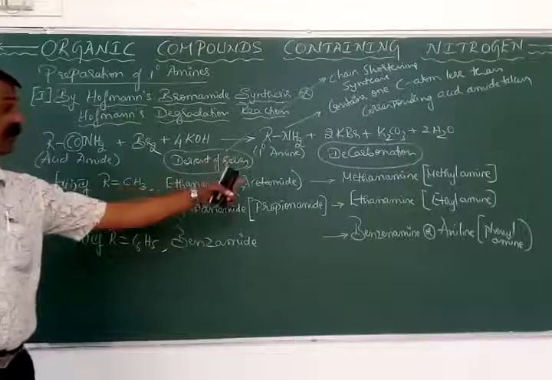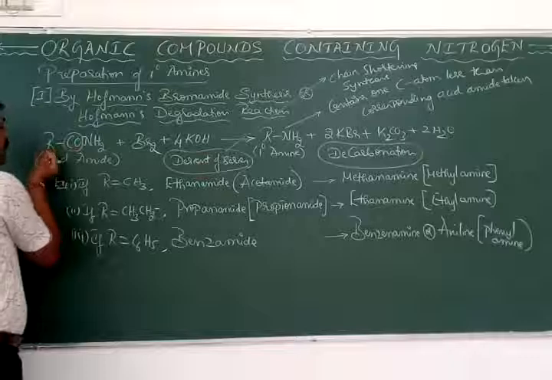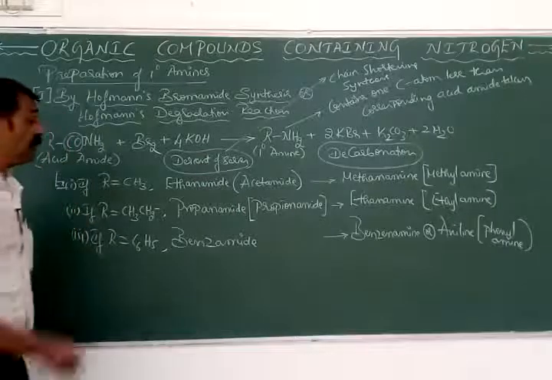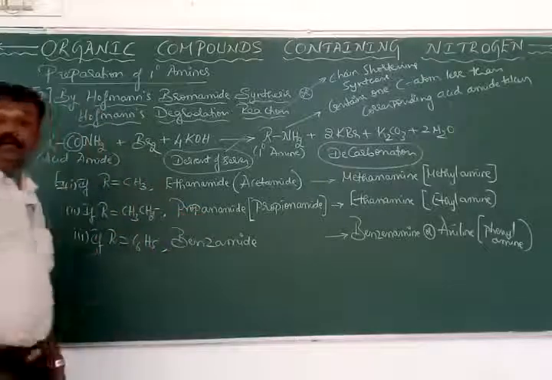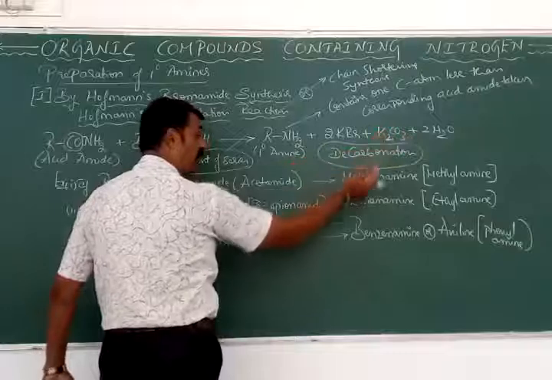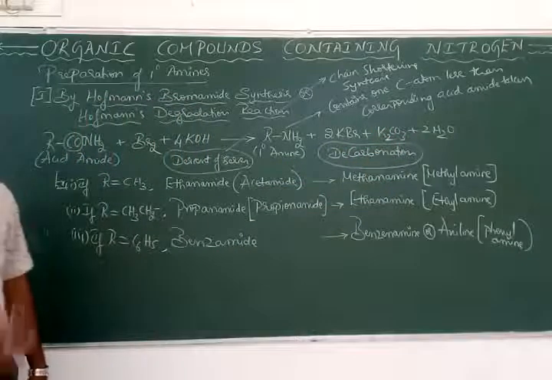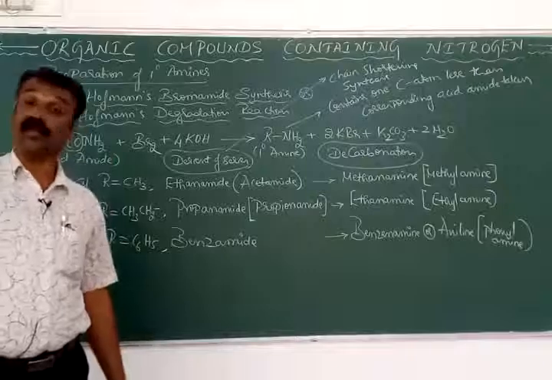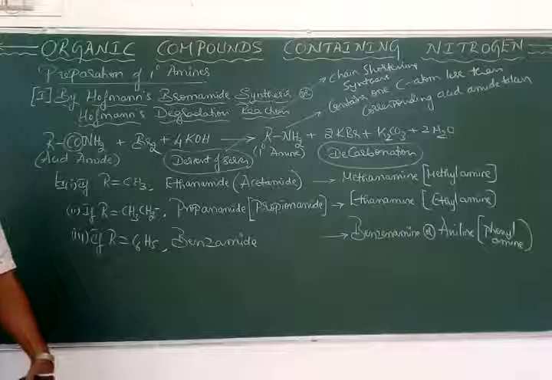So you have to write the reactions and the equations for the preparation of methanamine, ethanamine and then the propanamine. Just put R equal to either CH3 or C2H5 or C6H5. They can be called ethanamide or propanamide, or it may be the benzamide, and the respective products are methanamine called methylamine, ethanamine called ethylamine, or benzenamine, sometimes also called aniline. So these three examples you have to be very familiar with for Hofmann's bromamide reaction, or Hofmann's degradation synthesis.